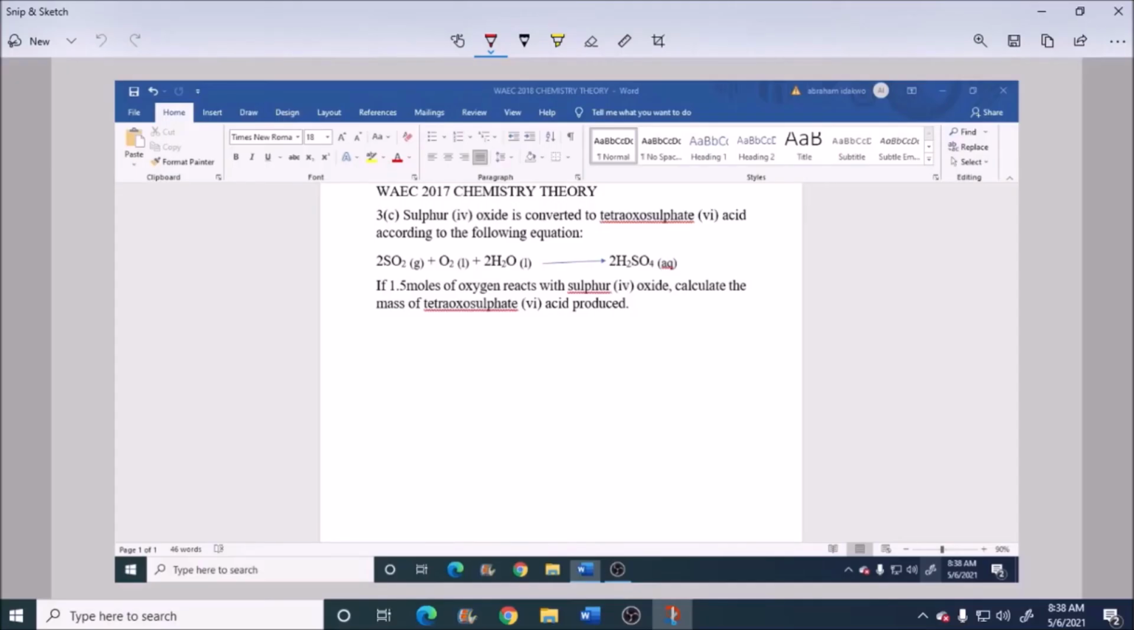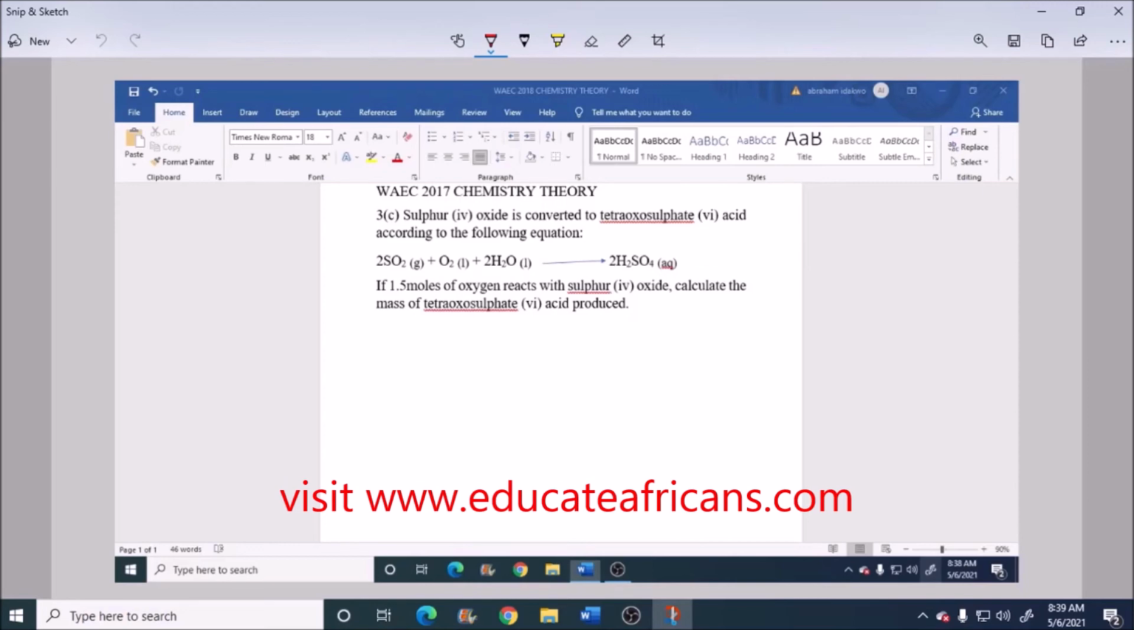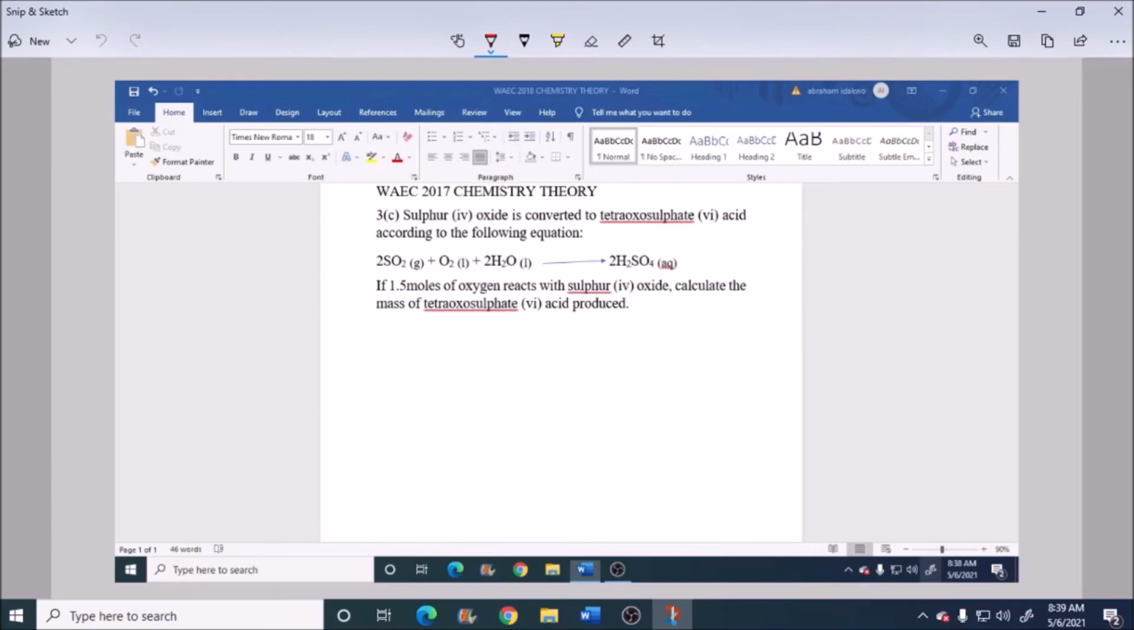Hello, welcome to Tclassified. Today I'll be solving WAEC 2017 chemistry theory question 3C. Sulfur(IV) oxide is converted to tetraoxosulfate(VI) acid according to the following equation: 2SO2 gas reacted with oxygen gas, also reacted with 2 moles of water in liquid state, giving 2 moles of hydrogen tetraoxosulfate(VI) acid in aqueous form. If 1.5 moles of oxygen reacts with sulfur(IV) oxide, calculate the mass of tetraoxosulfate(VI) acid produced.